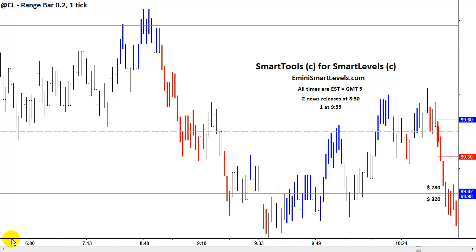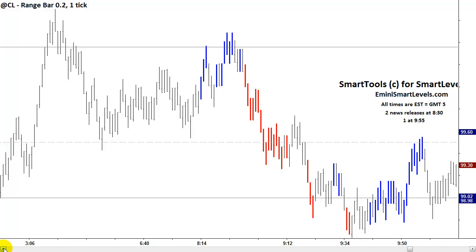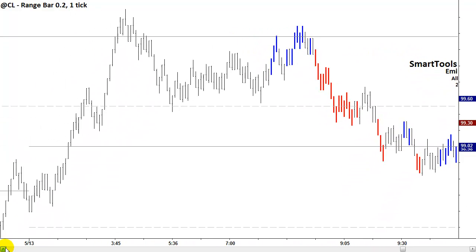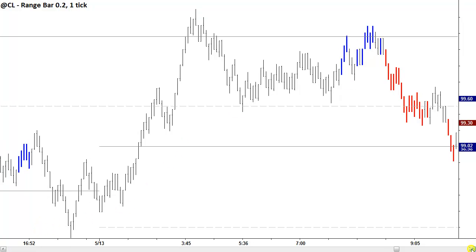I'm going to back up just to show you the overnight actions, just so you can see the price movement, get some perspective on the opening of the market. Okay, you can see the market made a fairly nice move in the overnight session going into this morning's open.